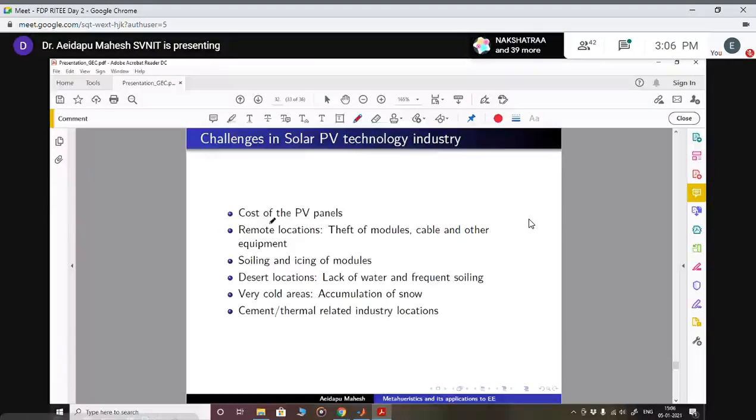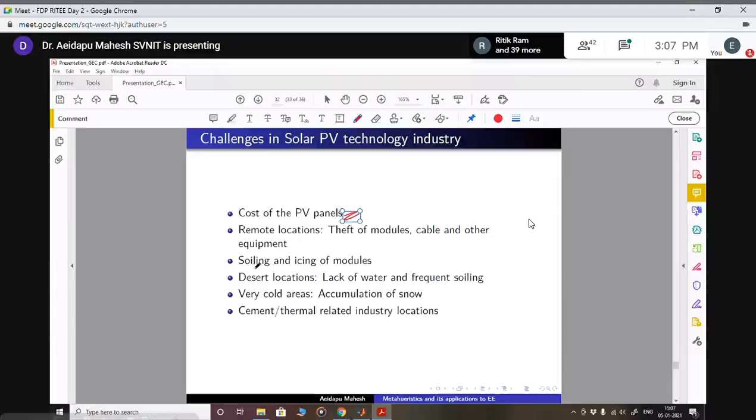So one of the challenges is the cost of PV panels. Material science people, metallurgy people, can experiment with different PV panel technologies to reduce the cost of PV panels. And usually these are kept in remote locations, so theft is one of the common problems. Theft of modules, cable, and other equipment is also one of the challenges in the PV industry.